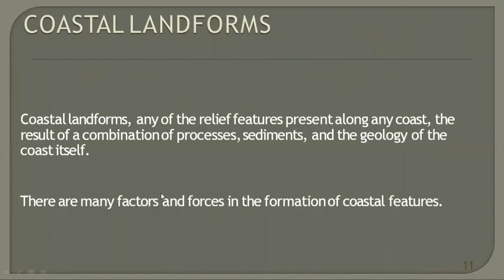There are many factors and forces involved in the formation of coastal features. There are some direct factors and some indirect factors. We will see what these factors and processes are. And we can say that a coastal landform is a combination of interaction between the water, sediments, and the geology of the coast, the rock types that are present at the coast.